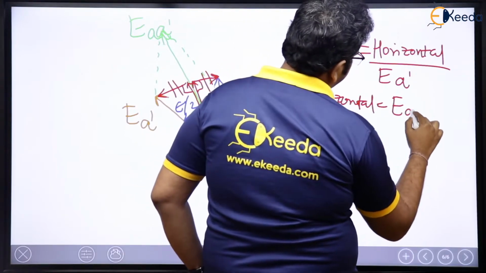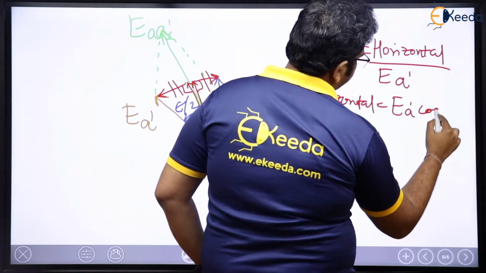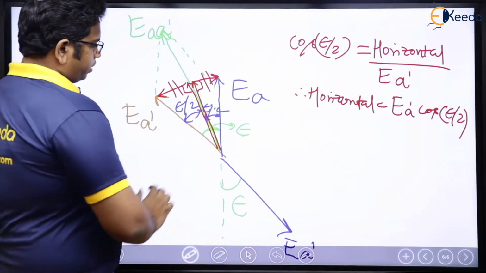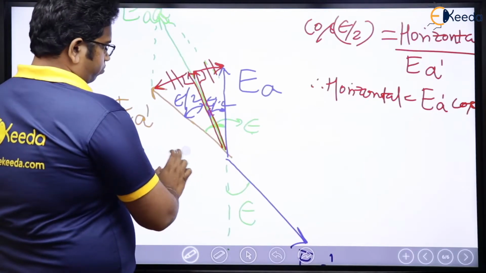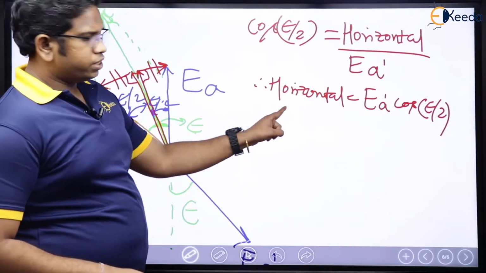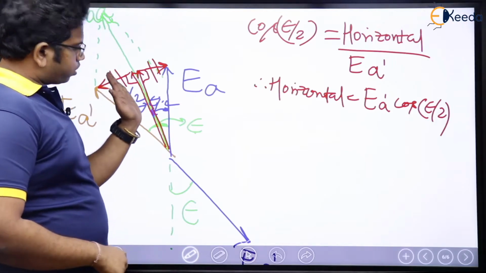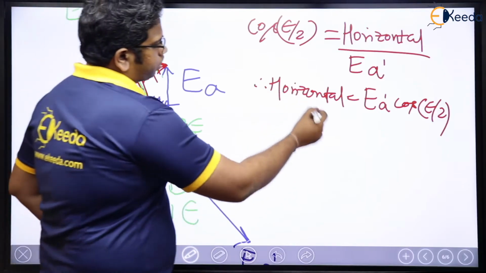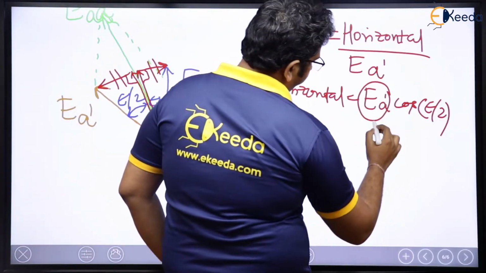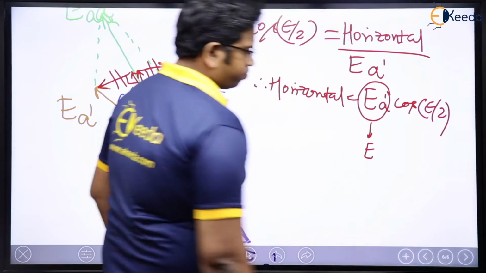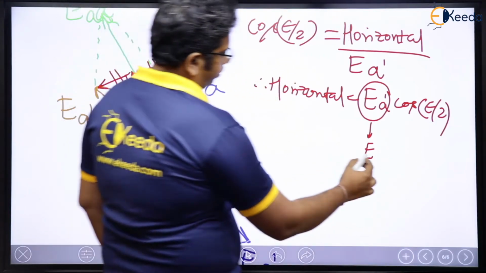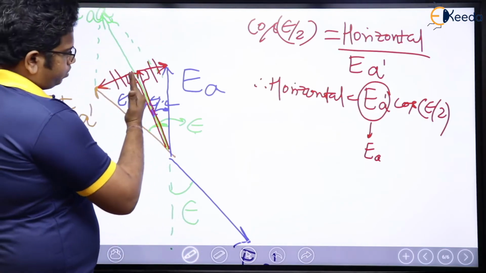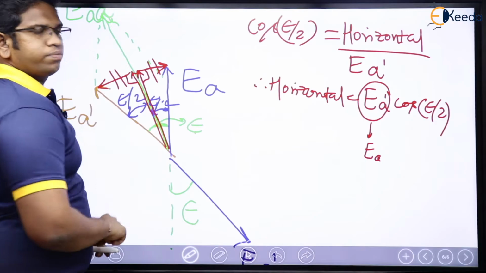Is going to be EA dash into cos of epsilon by 2. Now see here. Since it is the horizontal component of EA dash, the same is the horizontal component of EA also. Already we know that EA dash is going to be equal to EA also. So the horizontal component of EA dash and the horizontal component of EA will get added.